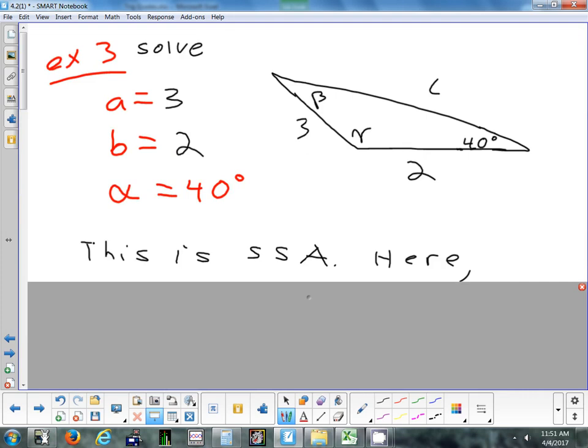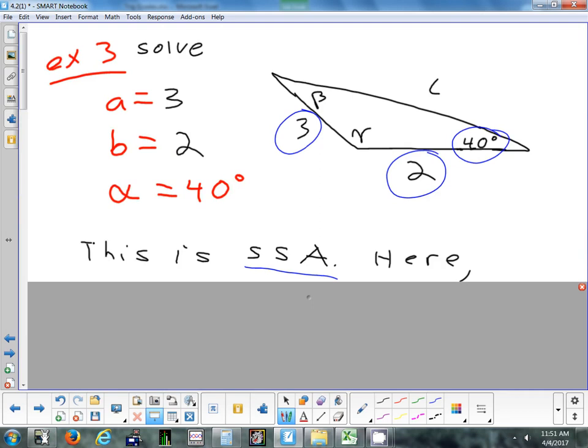Okay, this one, you know a side, you know another side, and you know an angle, but it's not the angle between the two sides. That's gamma. We don't know gamma. Okay, so this one is side angle.